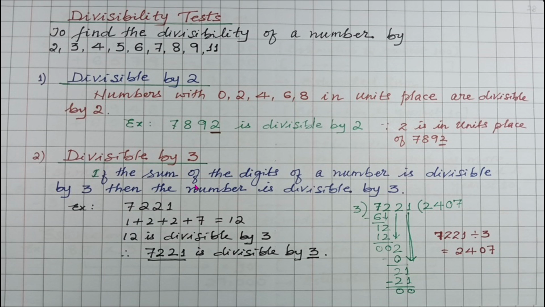A number is divisible by 3 if the sum of the digits of the number is divisible by 3. That means if I take 7221 as a number, and add these digits, 7 plus 2 plus 2 plus 1 is 12. 12 is divisible by 3 and therefore the number 7221 is divisible by 3. Therefore, if the sum of the digits of a number is divisible by 3, then the number is divisible by 3, and it's very clear to us.